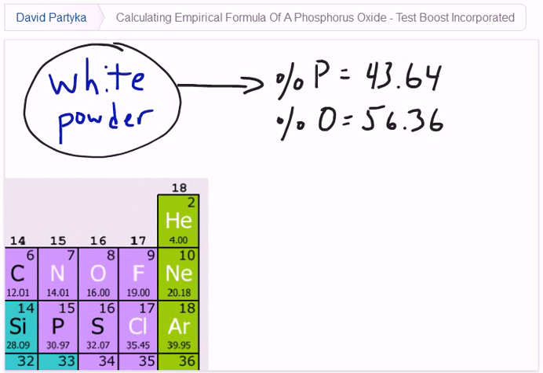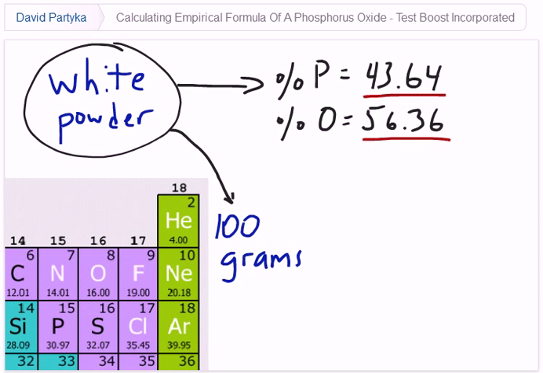Here, we are asked to determine the empirical formula for a white powder which contains, by mass, 43.64% phosphorus and 56.36% oxygen. Now, in empirical formula problems, one of the best ways to proceed is to assume that you have 100 grams of your unknown compound. So in this case, 100 grams of the white powder. And this being the case, we must have 43.64 grams of phosphorus and 56.36 grams of oxygen.